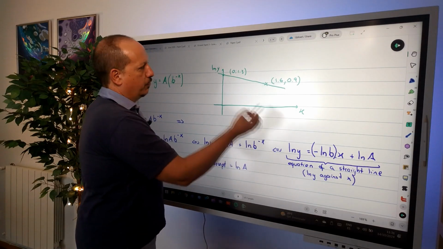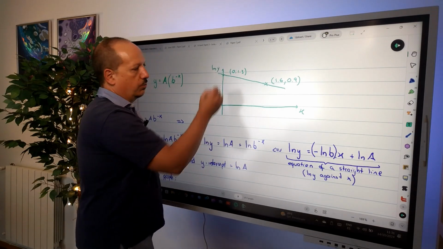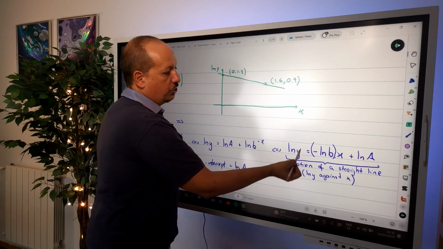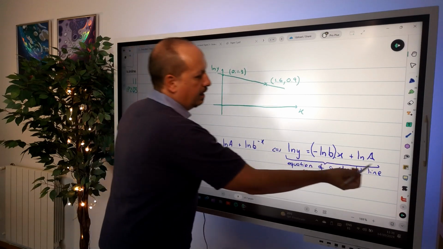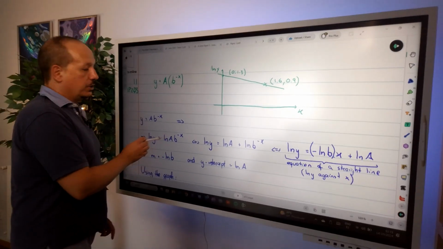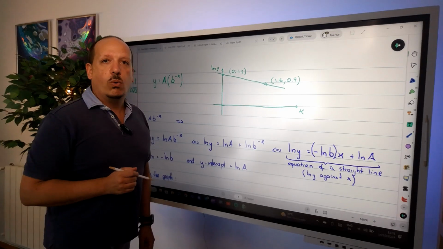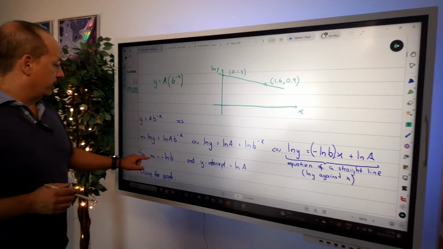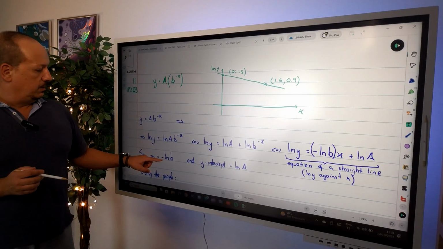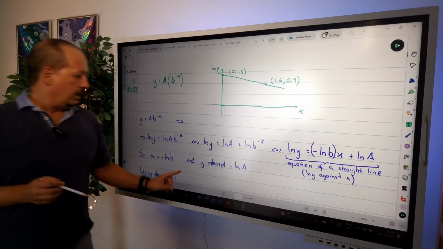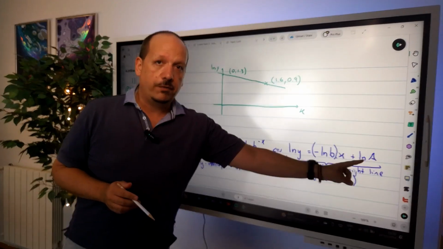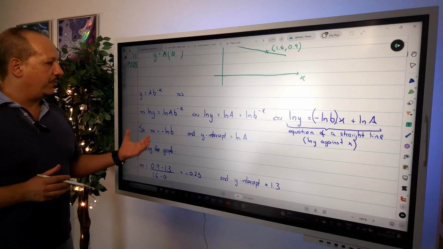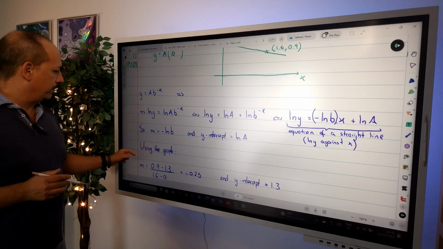Here you have whatever you have on the y-axis, which is natural logarithm of y. Here you have the x. What you have in front of x is the gradient. And the natural logarithm of a that we got a little while ago is going to be the y-intercept. This is the equation of a straight line, right? So the gradient is minus natural logarithm of b, and the y-intercept is natural logarithm of a. And we can use this to get the values of a and b as asked.